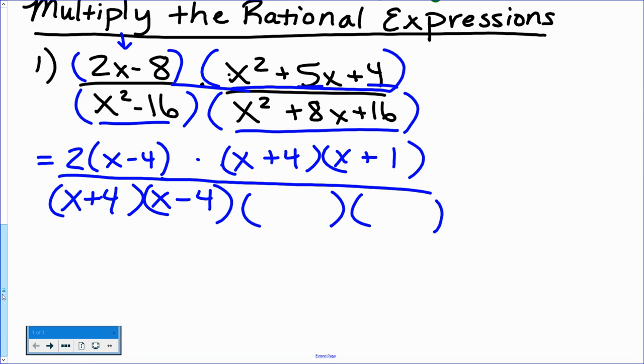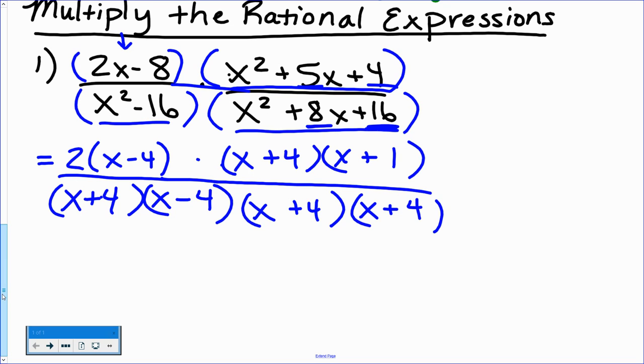I'm going to factor my x squared plus 8x plus 16. So I'll need my x times x to get x squared. What multiplies to 16 but combines to 8? That would be 4 and 4. All right, now I have factored everything.